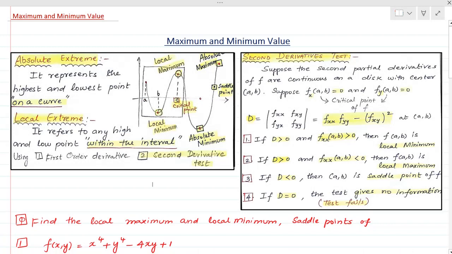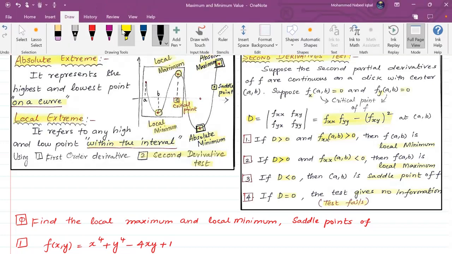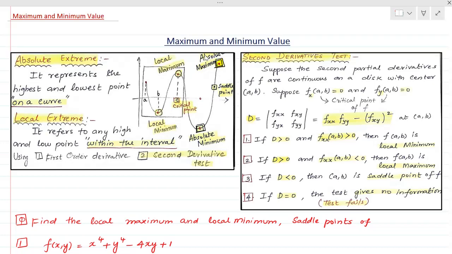In this video, we are going to discuss the maxima and minimum value. First of all, we have to discuss what a local maximum and an absolute maximum are. If you have this graph, this is the highest point, the maximum point on the graph. This is the minimum point of the graph. So this one we call the absolute maximum and minimum value.